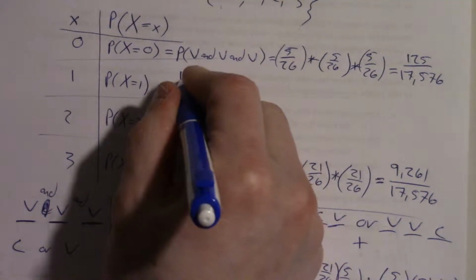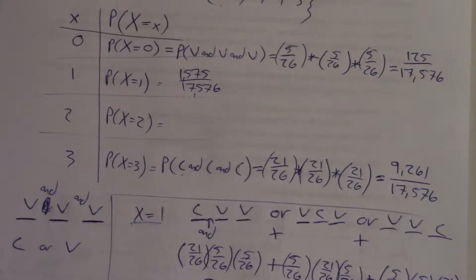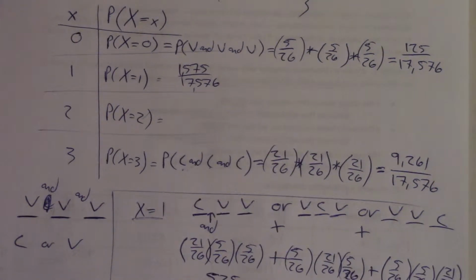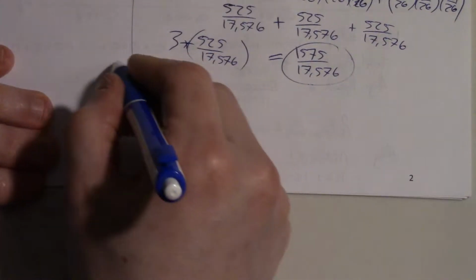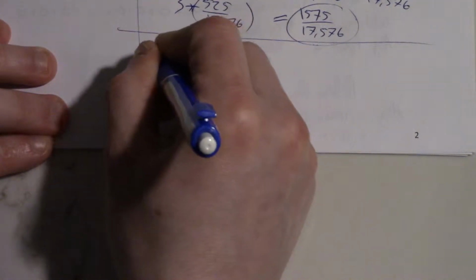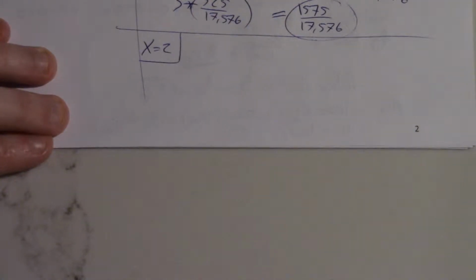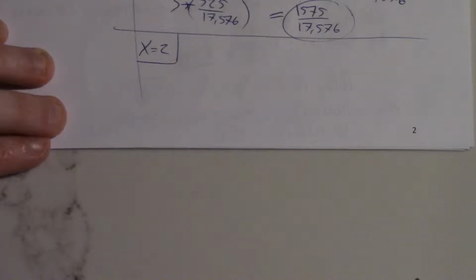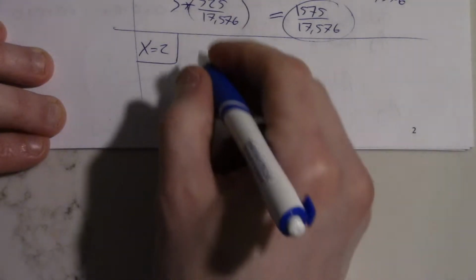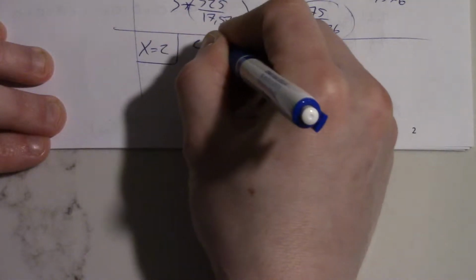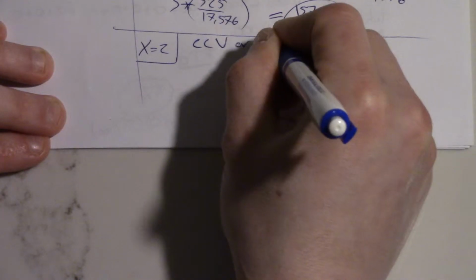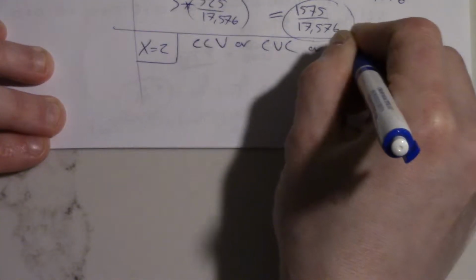Okay. So one more to go. And it's the same process as 1. There are going to be multiple ways to see that outcome. We need to figure out what those are and then find the probabilities. So when x is 2, now we're saying we have 2 consonants. So there would be 1 vowel floating around. So we could have consonant, consonant, vowel, or consonant, vowel, consonant, or vowel, consonant, consonant.